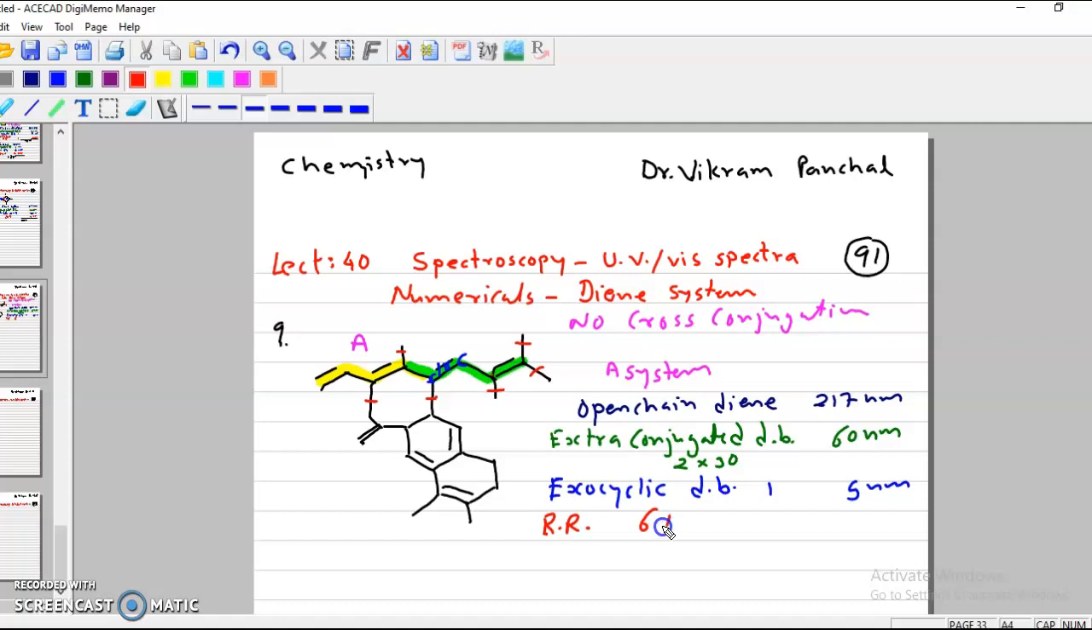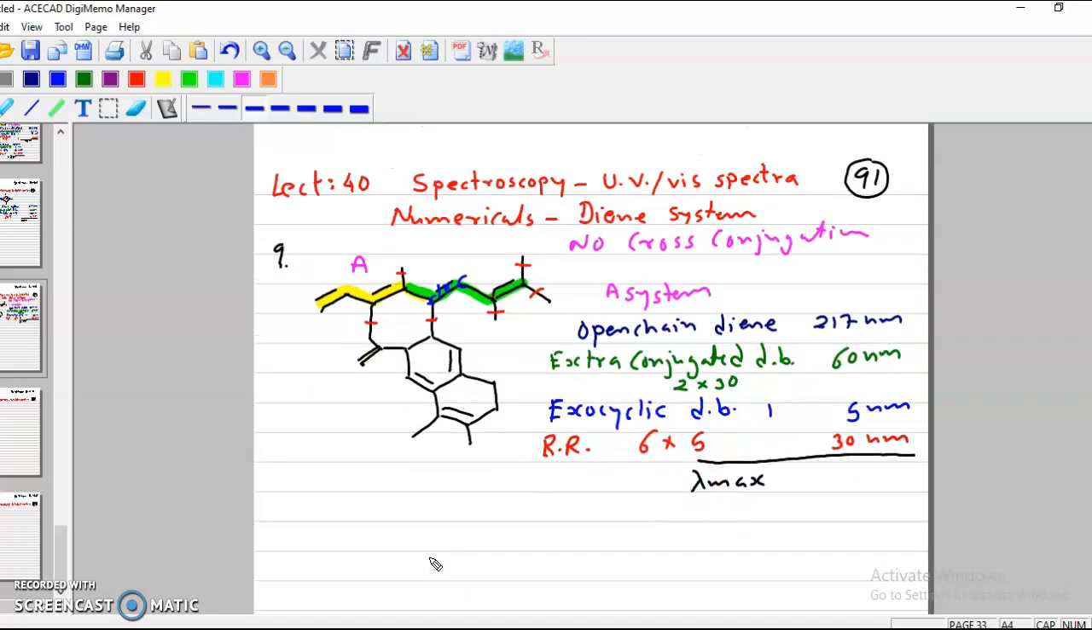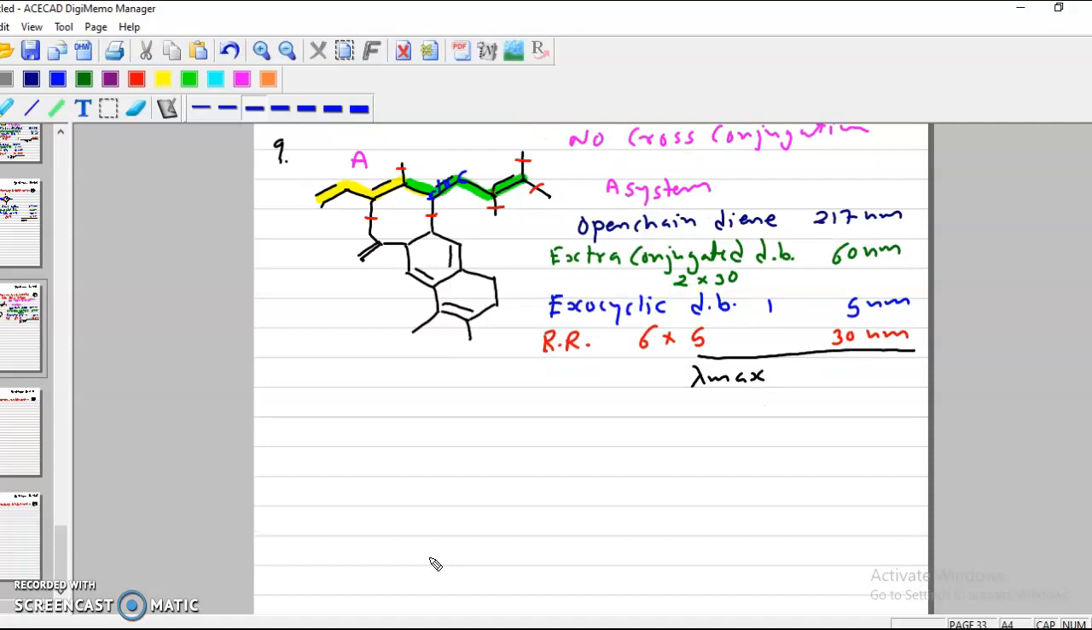So 6 ring residues. So 30 nanometer it will be added for ring residues. Nothing is left, therefore now we have to calculate lambda maxima for this one. Okay, so total will be lambda maxima for system A. Now we will see system B. This is system B. Okay, and where is the system?